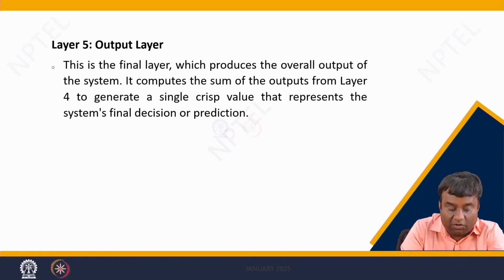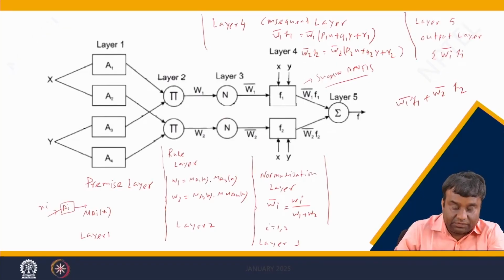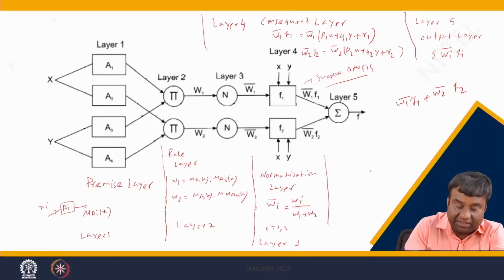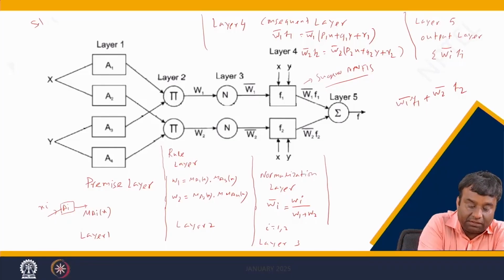Layer 5, the output layer. This is the final layer which produces the overall output of the system. It computes the sum of the outputs from layer 4 to generate a single crisp value that represents the system's final decision or prediction. So this is the typical ANFIS structure.